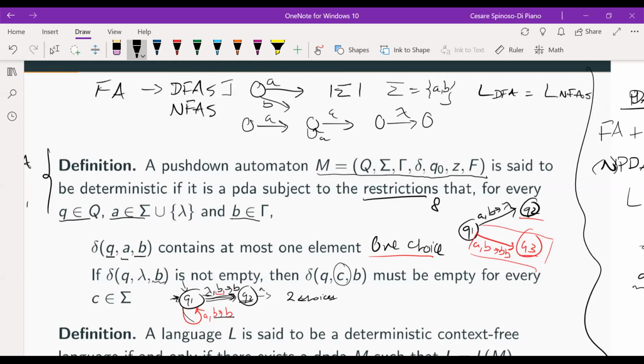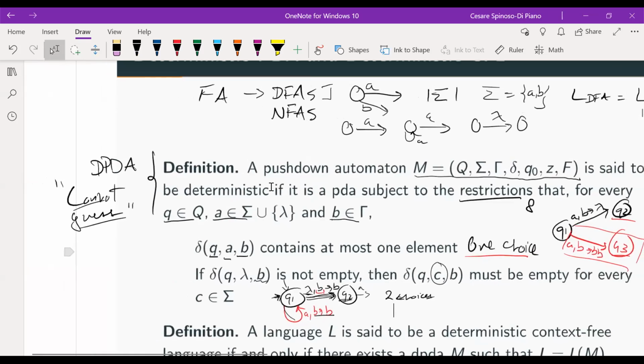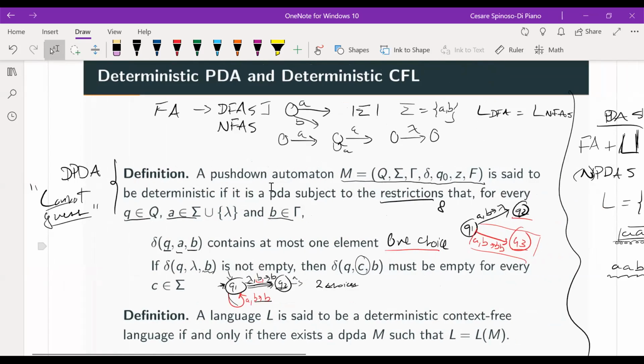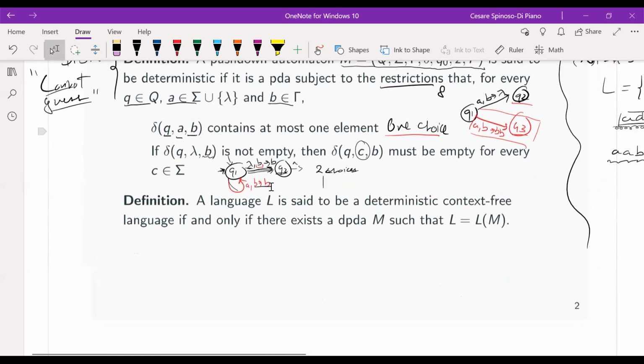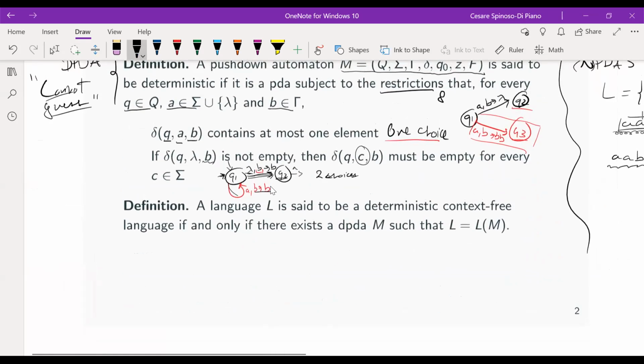And the fact that there are two choices means that your machine has to guess, which means that it isn't a deterministic PDA. Okay, so that's the definition. Of course, whenever you see a definition like this, it's very abstract, so we're going to see an example. But maybe before the example, let me just say something else: a language is said to be deterministic context-free if and only if there exists a DPDA M such that L is accepted by M.